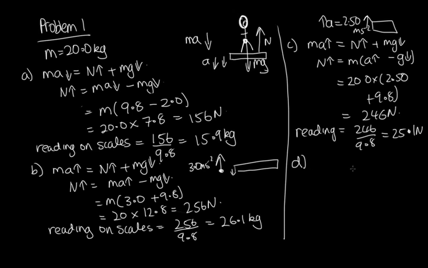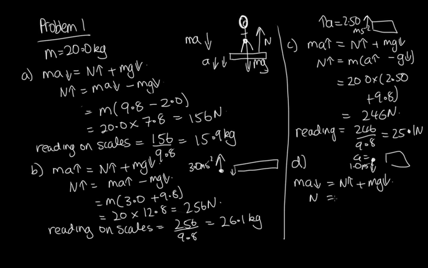And finally, part D. In this case, it's travelling upwards but slowing down, so it's decelerating, and so the acceleration is in the negative direction and is equal to 1.0 meters per second per second. And so we just do the same thing. Mass times the acceleration, but the acceleration is downwards, is equal to the normal force upwards plus the mg, which is going downwards.